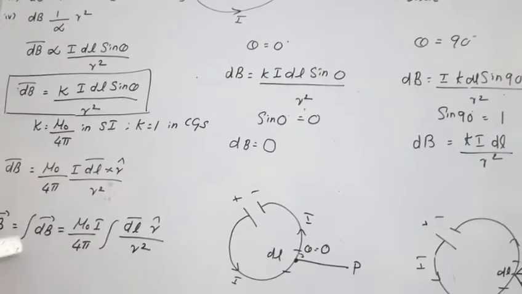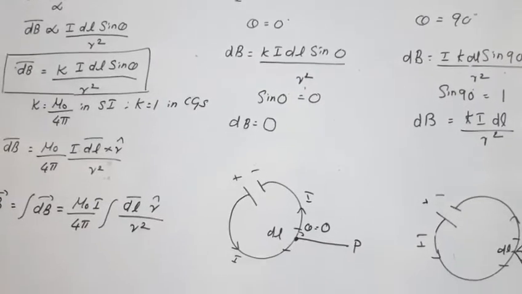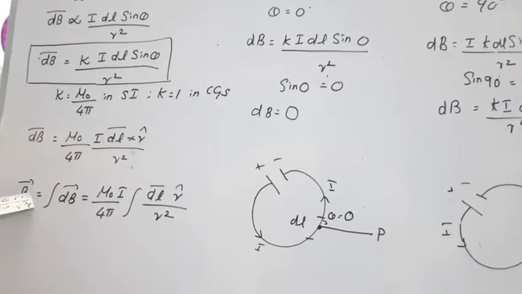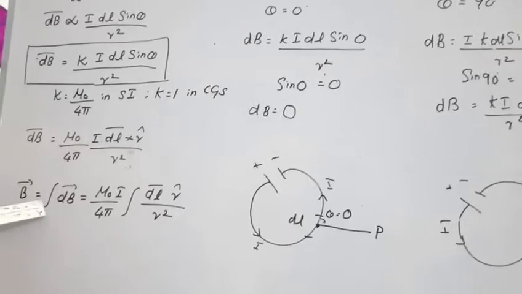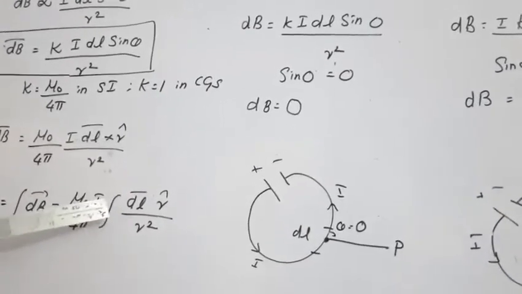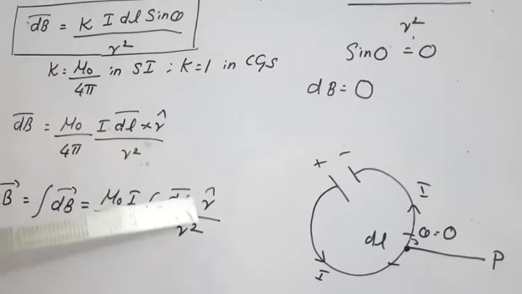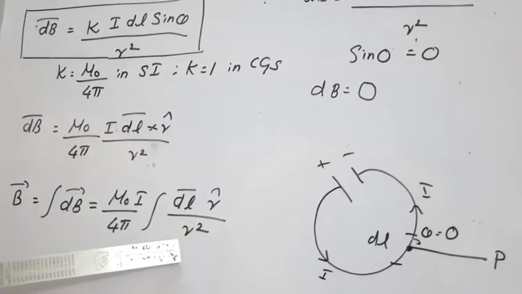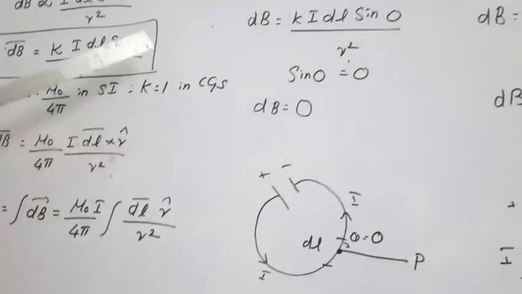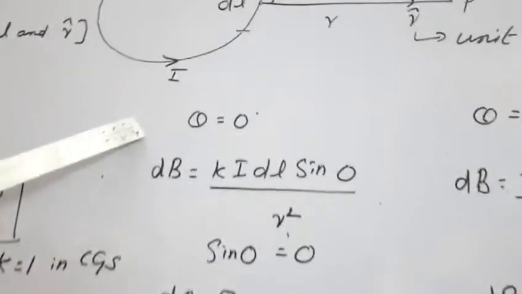Suppose we have to calculate the total magnetic field. Then B equals the integral of dB vector, which equals mu naught I by 4 pi times the integral of dl vector cross r cap divided by r square. Here we have to take two cases: one is theta equal to 0 and the other is theta equal to 90.